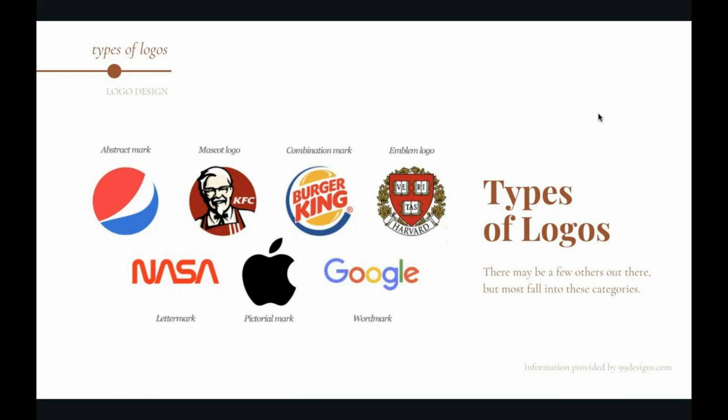The Harvard logo is an emblem logo. And then we have NASA as the letter mark. And the pictorial mark is Apple. And then Google as the word mark. So I've included in the resource guide a description of each, so you know the difference between the types of logos.